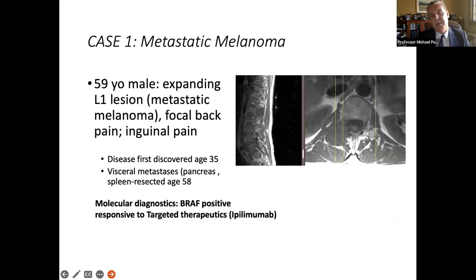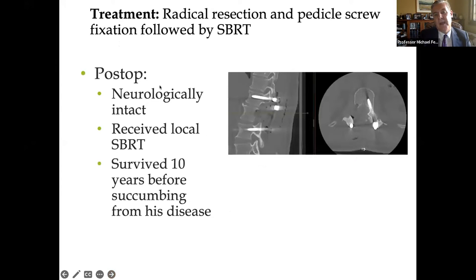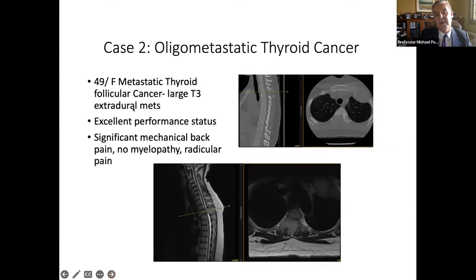So I'll just come back to the two patients, both of whom are outliers in terms of the longer-term survival. So here's this 59-year-old man, and it turns out with metastatic melanoma, and sure enough, the molecular diagnostics showed that he was BRAF positive. He had a positive response to targeted immunotherapeutic treatments. And then I managed him with a short segment pedicle screw reconstruction and a radical local resection. He received local radiotherapy, and he survived over 10 years before eventually succumbing from his disease. And this is the second patient with the excellent performance status.